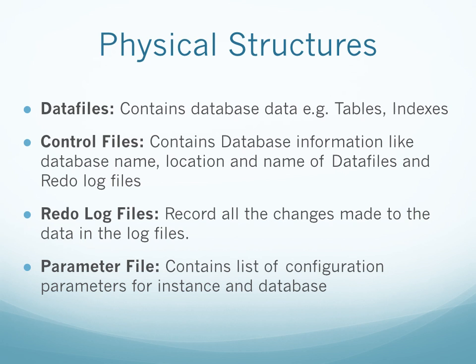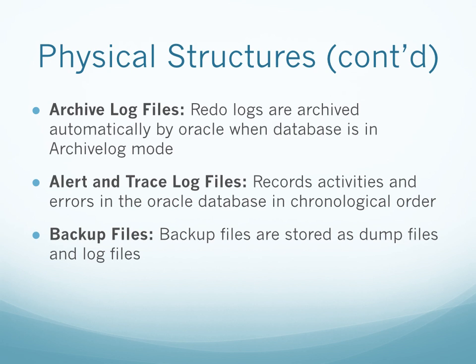The parameter files contain a list of configuration parameters for the instance and database. Archive log files: redo log files are archived automatically in these files by Oracle when the database is in archive log mode. Alert and trace log files record activities and errors in the Oracle database in chronological order. Lastly, backup files. Backup files are stored as dump files.